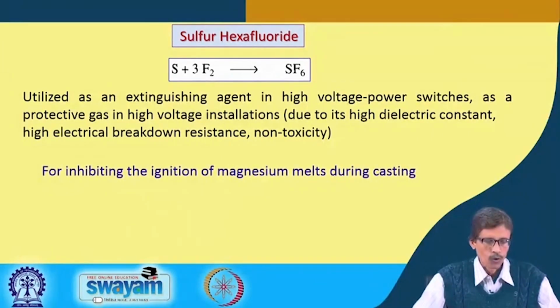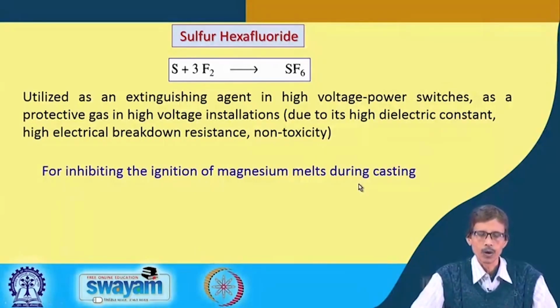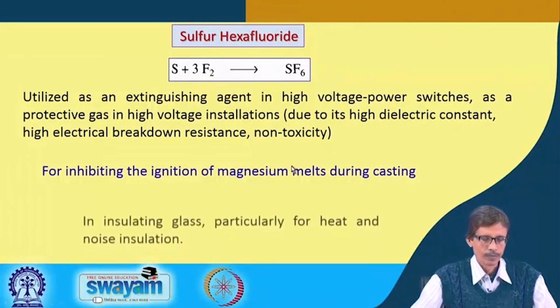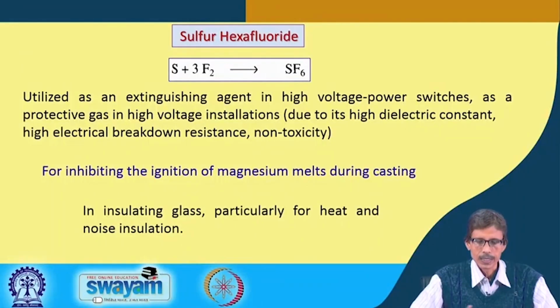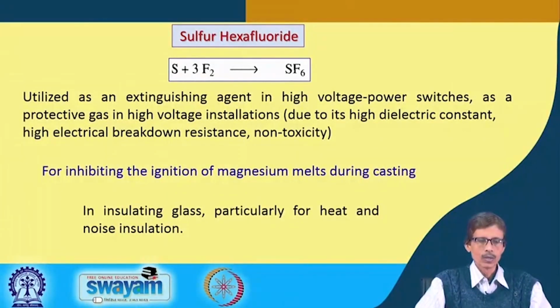And it is also useful for inhibiting the ignition of magnesium melts during casting. If we go for a casting process and we want inhibition, because we know magnesium can quickly burn in the presence of oxygen, the burning of magnesium can be stopped in the presence of sulfur hexafluoride. It is also used in insulating glass, particularly for heat and noise insulation. So, if we go for insulation of these two quantities, heat as well as noise, we can make the corresponding insulating glass. Silicon hexafluoride will be the raw material for making this special type of insulating glass.